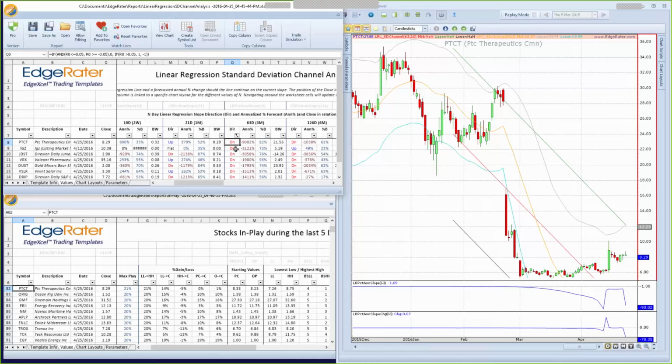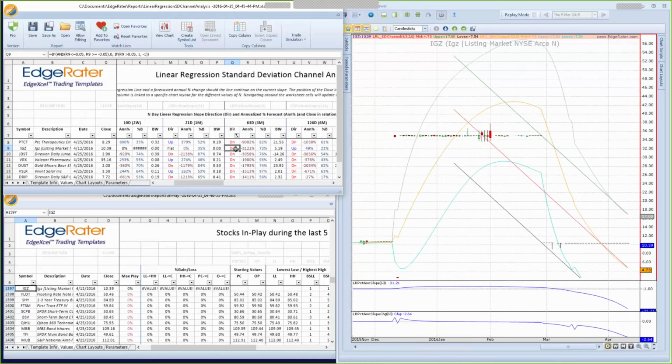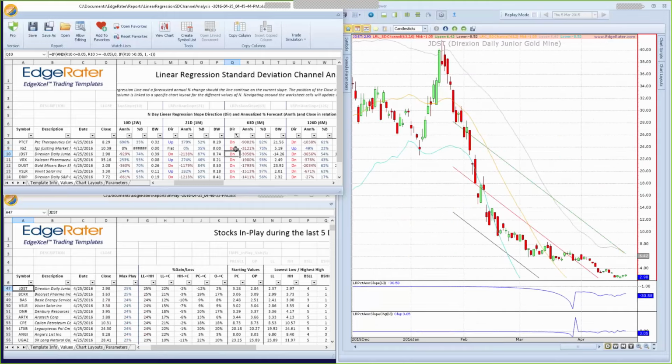Okay, so we'll go down through this list. This is obviously something that's just not a very real thing, I think. IGZ. Okay, and then we get down into JDST, moving down at negative 3,000% annualized. And again, JDST is the opposite of JNUG. JNUG is the junior gold mining bull, and this is the junior gold mining bear.